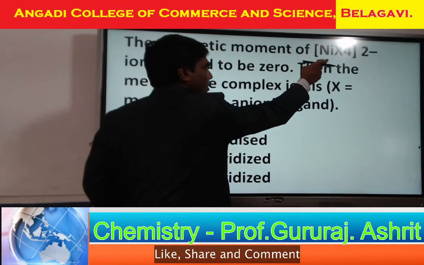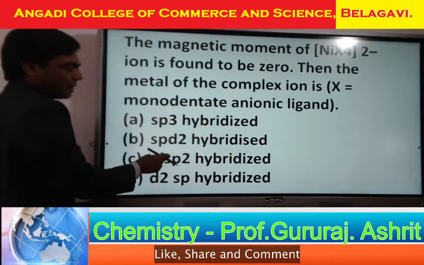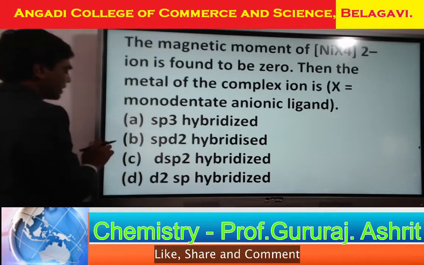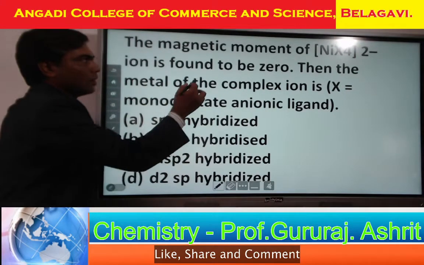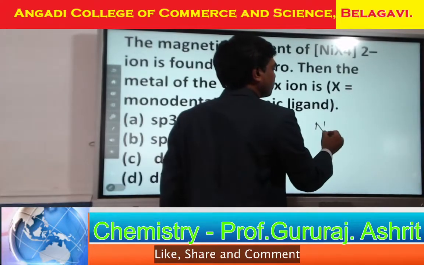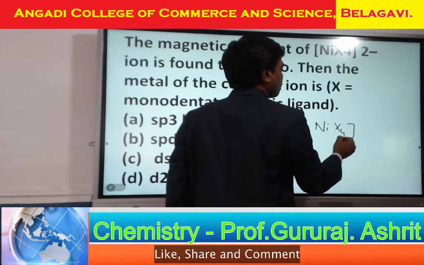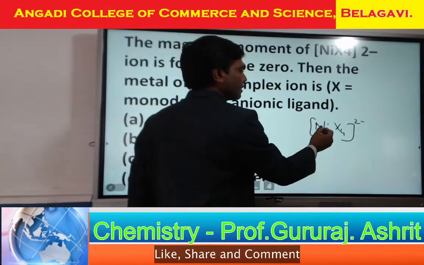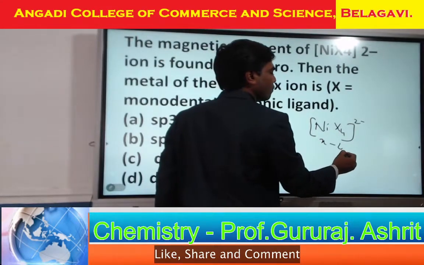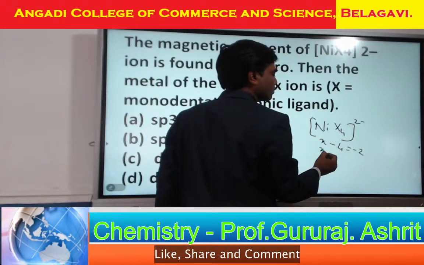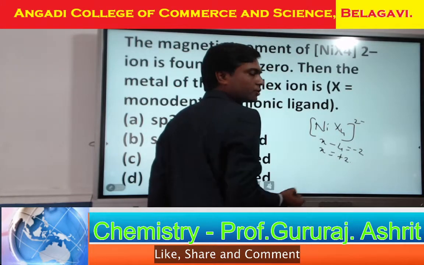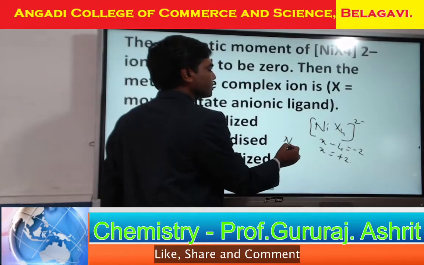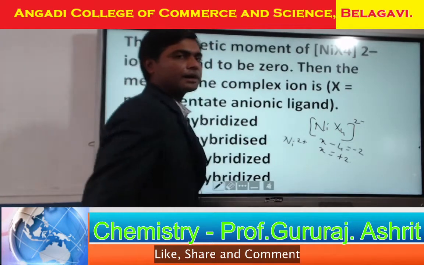So if they give the complex ion and ask the hybridization, the technique you have to follow is, first you should go for the compound NiX4 2 minus. You should find out the oxidation state. X minus 4 is equal to -2. X is equal to +2. Means the oxidation state of nickel is Ni2 plus.